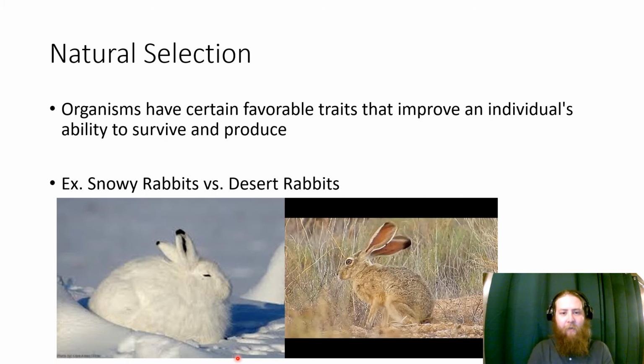He also is a very different color than his desert rabbit friend. This is because they're in different environments. He's trying to blend into that snow, so that when a predator, a fox or a hawk or something, is flying over or looking over the environment, he's hiding in there, not really showing up.